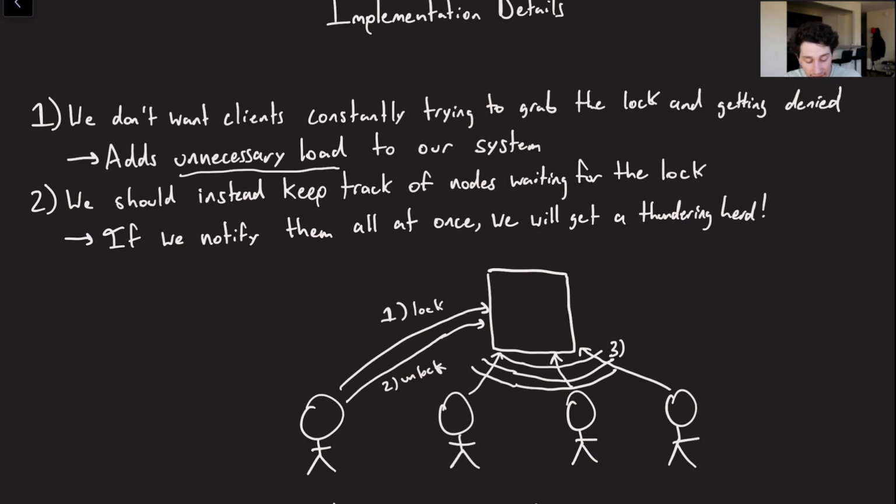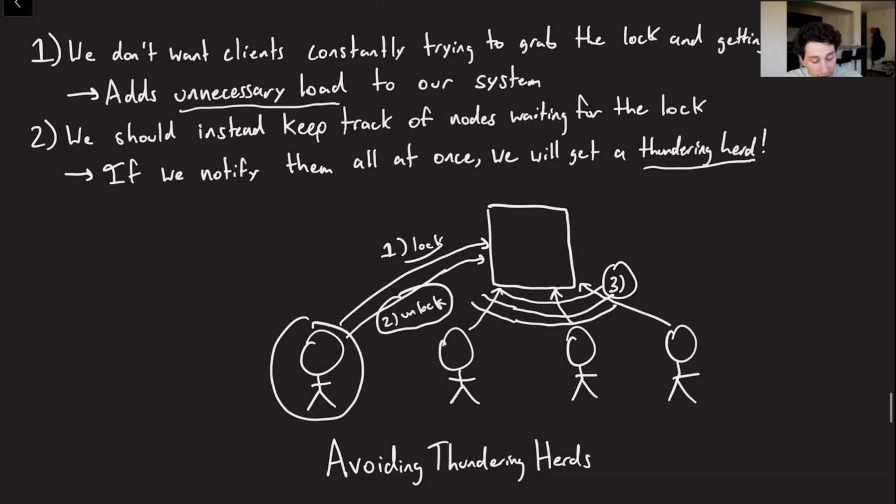Now there is one trick to note here, which is that if we notify all of them at once, we're going to get a thundering herd. See the following diagram below. In step 1, this guy grabs the lock. In step 2, he releases the lock. In step 3, we convey to all 3 of these other guys that the lock is available, and all of a sudden they're all trying to grab it at the same time, and we've put a bunch of unnecessary load on our system that we don't need to put there.